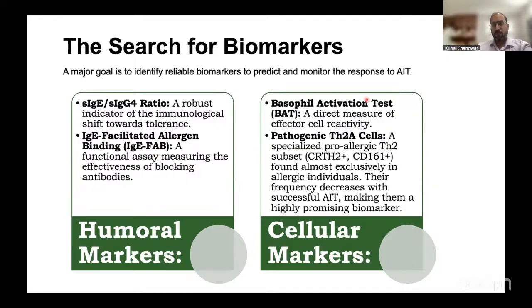So is a basophil activation test. And what we have over the years realized is there is a specific Th2 cell called the Th2A cell that progressively reduces when you give immunotherapy. This has been proven with beautiful studies in peanut oral immunotherapy, and we find that this progressively reduces very effectively once you start immunotherapy in these patients.